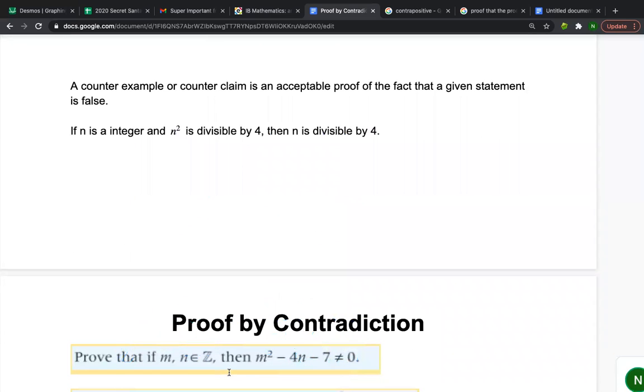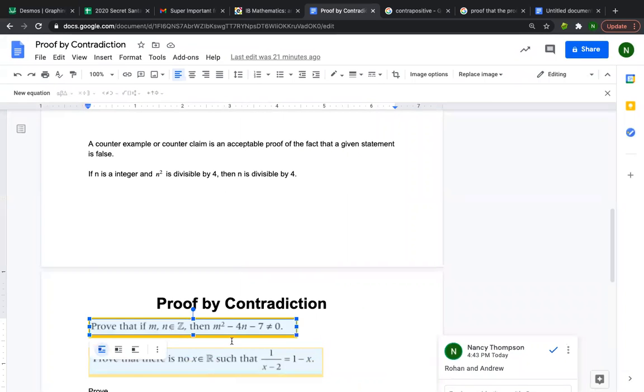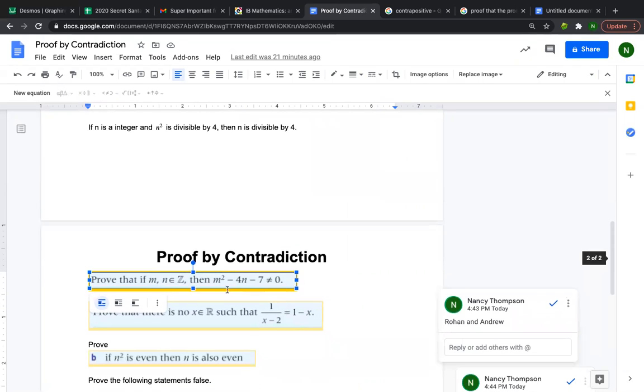Okay, so from here, let's talk about your homework. So I have Rohan and Andrew, you're doing the proof that if m and n are elements of integers, then this equation does not equal 0. So you're going to be trying to prove that one. So you're going to be using a proof by contradiction to solve that. So you assume that m squared minus 4n minus 7 is equal to 0, and then you try to reach something that makes it impossible.